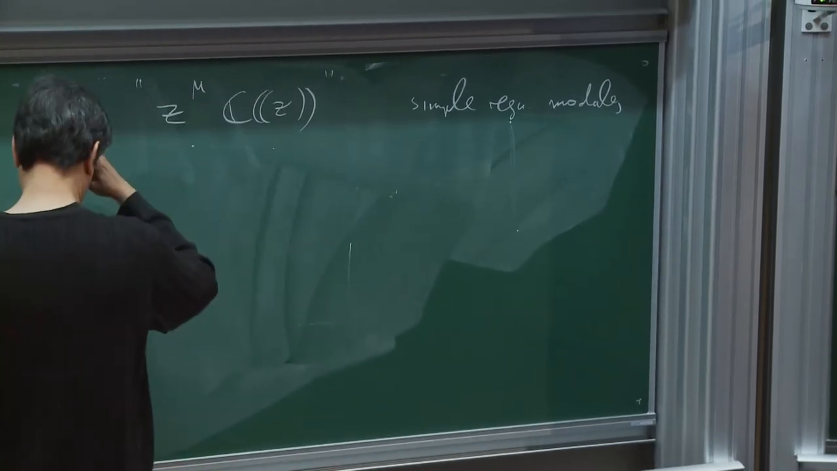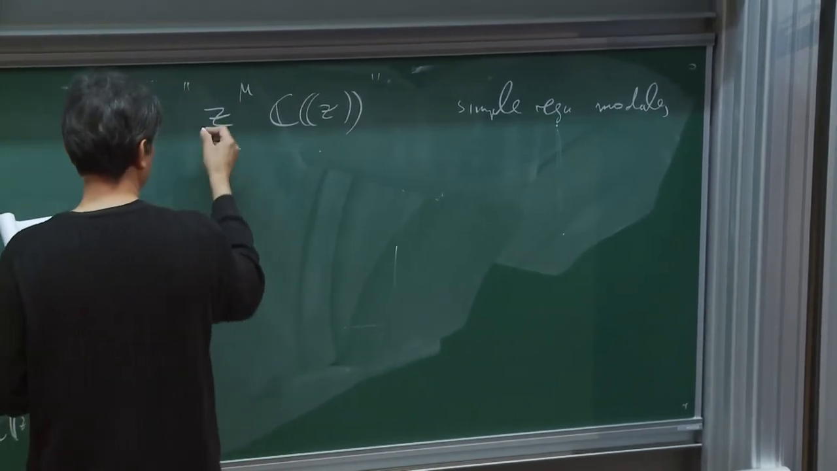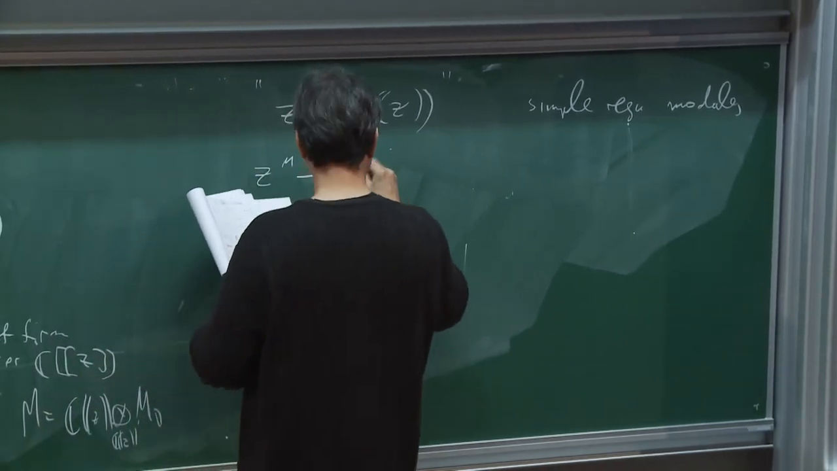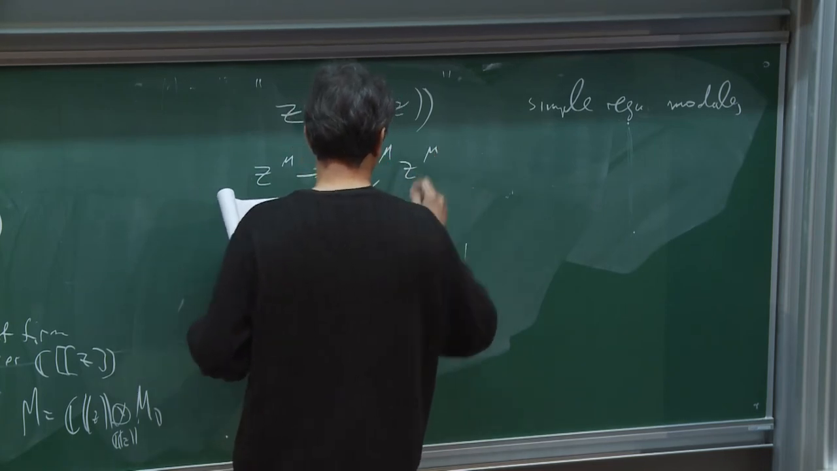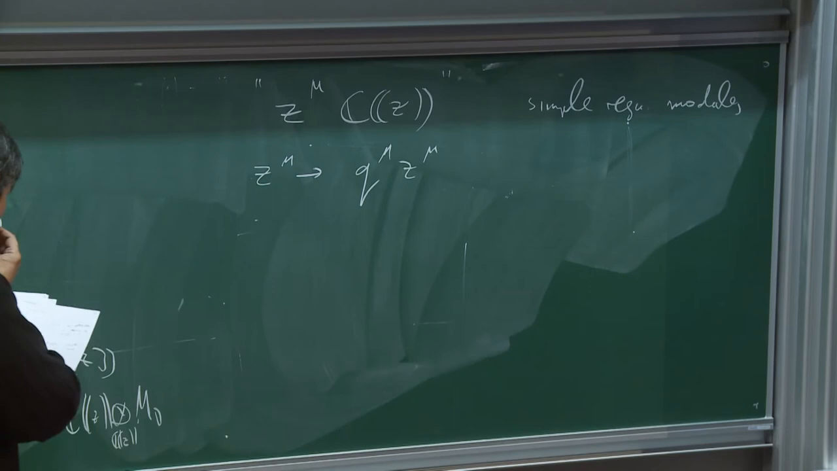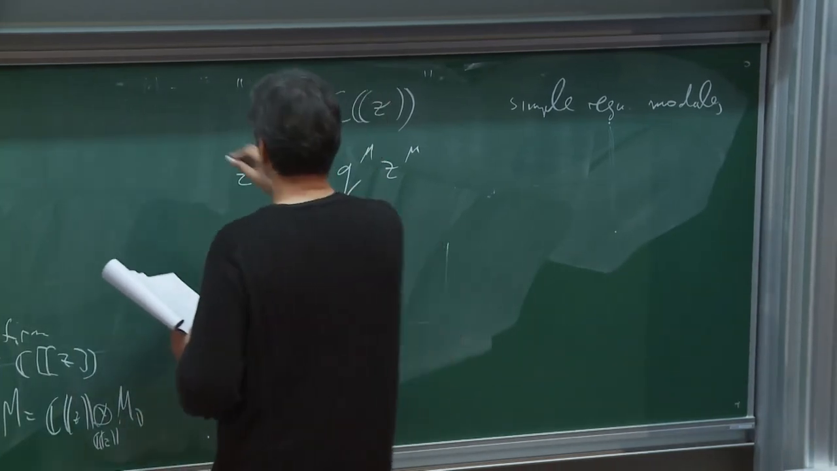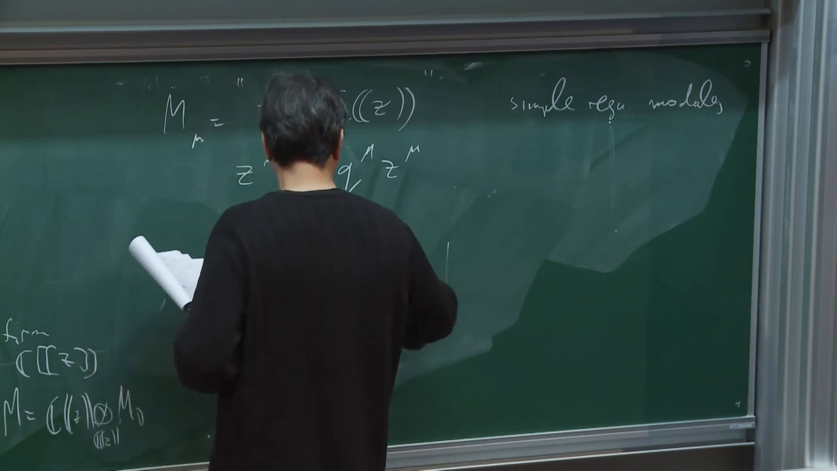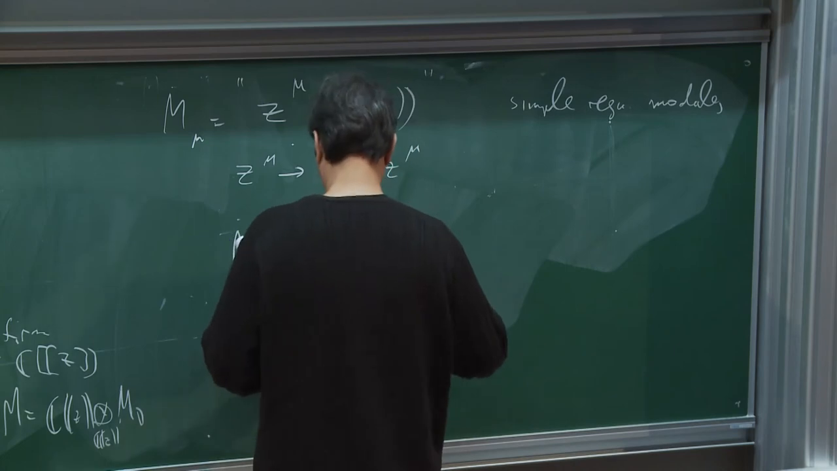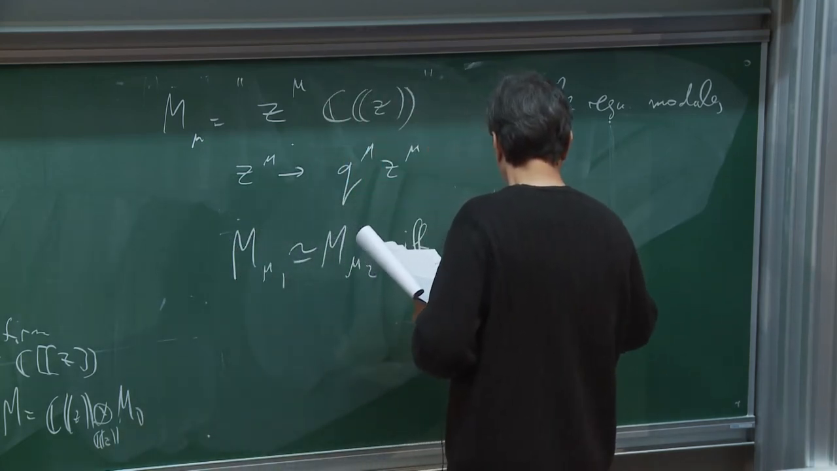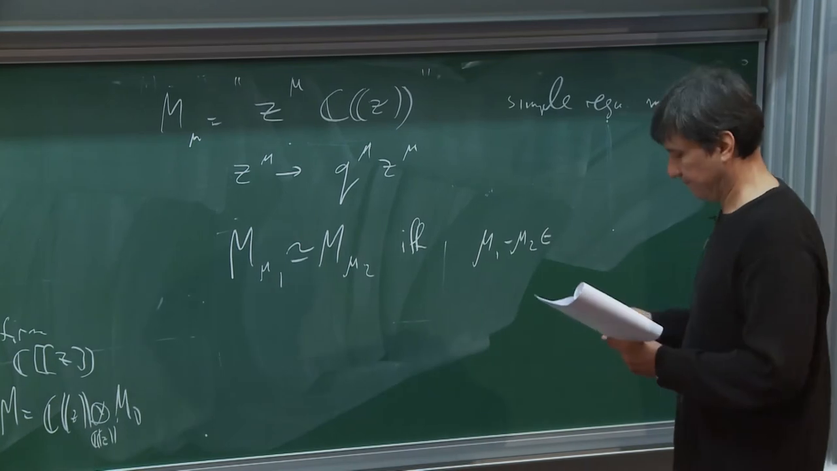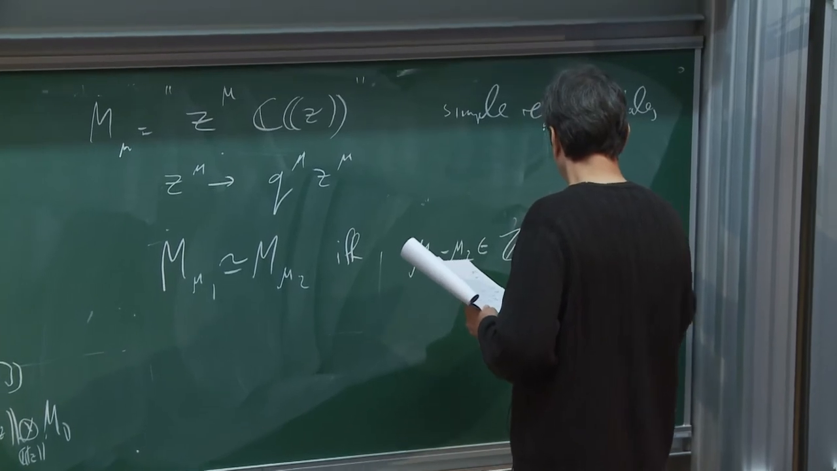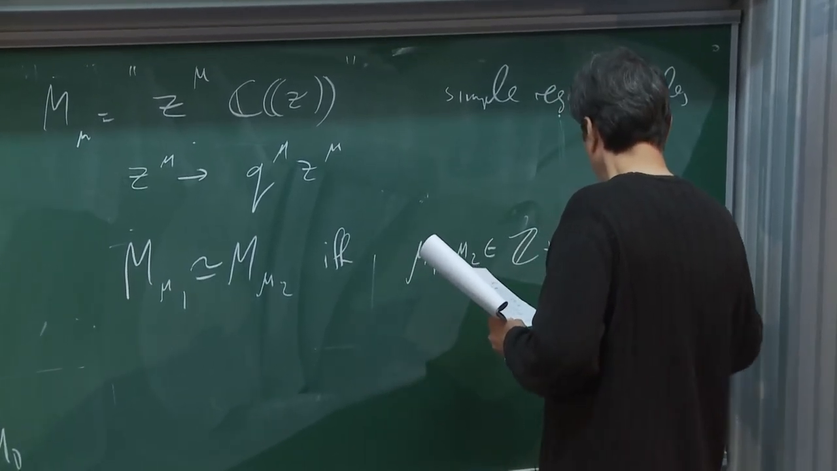And how does the operator T act? Operator T acts on the generator: z^mu goes to q^mu z^mu. So you should say what q to the power mu is, in a sense. So this module M_mu1 is isomorphic to M_mu2 if mu1 minus mu2 belongs to Z plus 2 pi i Z over log q.